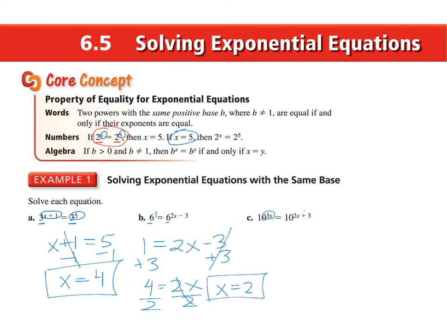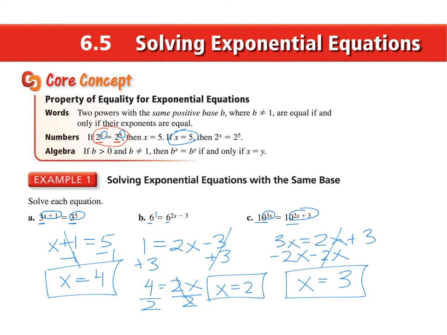Here I have 3x is equal to 2x plus 3, because the bases are the same. So I subtract 2x, and x is equal to 3. Done.